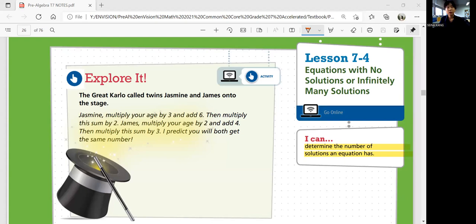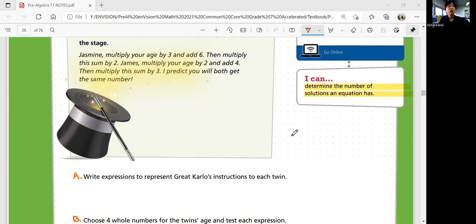The Great Carlo called twins Jasmine and James onto the stage. Jasmine, multiply your age by 3 and add 6, then multiply the sum by 2. James, multiply your age by 2 and add 4, then multiply the sum by 3. I predict you will both get the same number. Part A, write expressions to represent The Great Carlo's instructions to each twin.